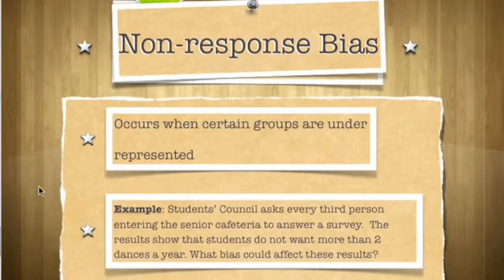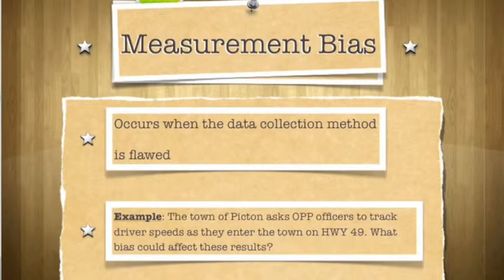The next type is non-response bias, when certain groups are underrepresented. Let's imagine that Students' Council is going to ask, every 3rd, every 5th person, it wouldn't really matter, in the senior cafeteria to answer a survey. They do their survey, and all the seniors say that they don't want more than 2 dances a year. Well, I think you can see that certain groups, specifically the junior grades, are underrepresented in that survey. They may have a different opinion, and that's bias, non-response bias more specifically.